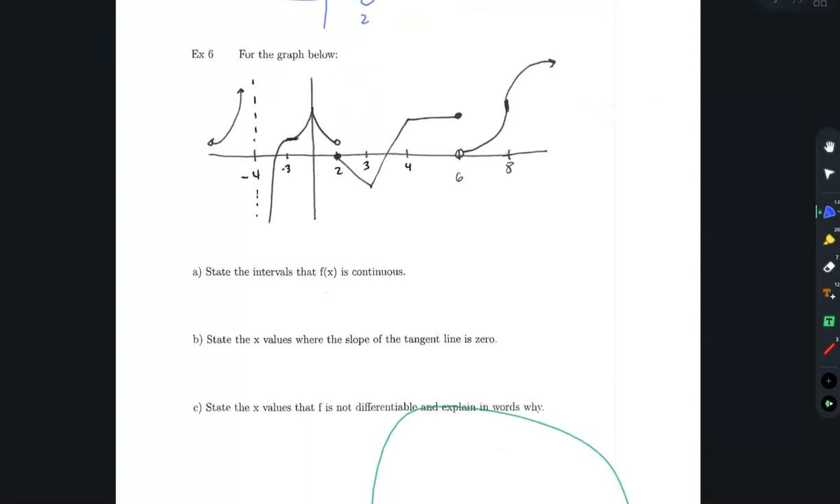Okay, so let's review these ideas of continuous and tangent.